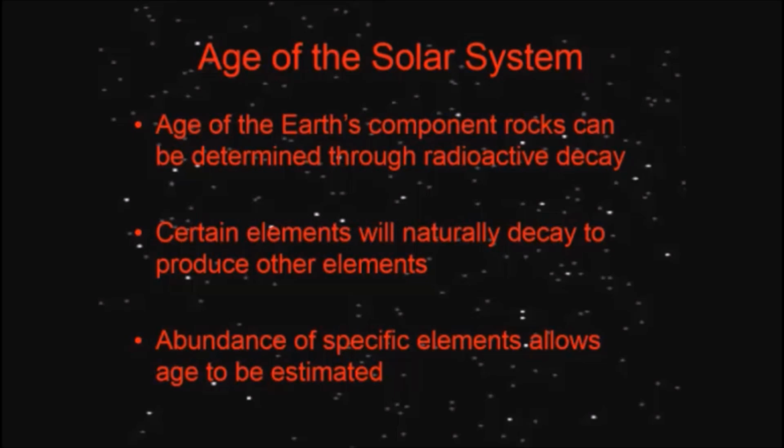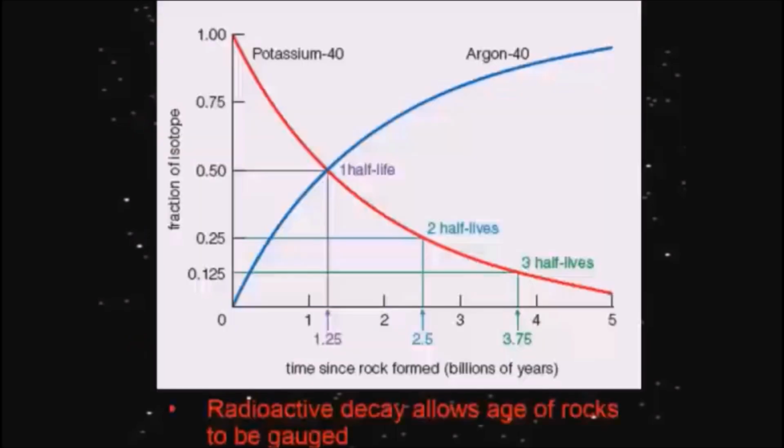So some elements will naturally decay to produce other elements through radioactive decay. And the abundance of specific elements will tell you the age of the object you're looking at. So in this particular case, we're looking at, say, potassium. And the potassium is going to actually disappear, and it's going to produce argon. So here we've got a graph of argon. So fractions of argon are going up, fractions of potassium are going down. So we're looking at a rock and seeing how much radioactive potassium we have and how much argon is present. We can figure out when the rock formed.